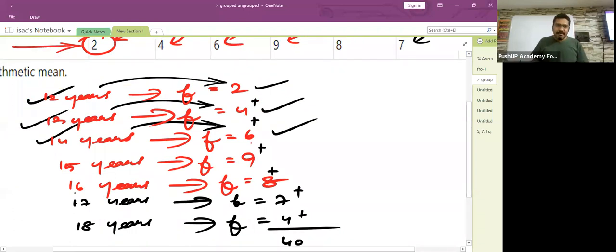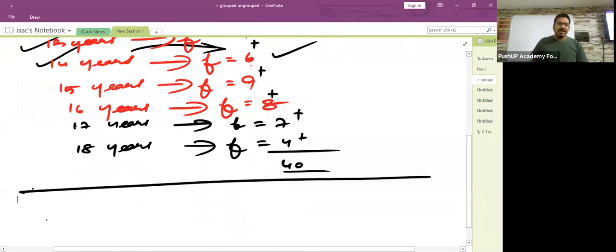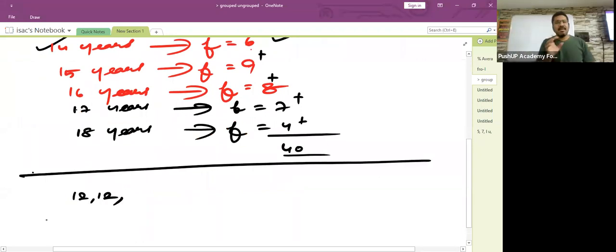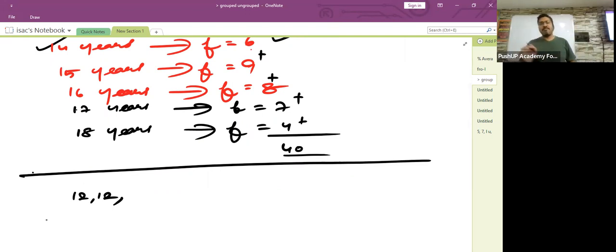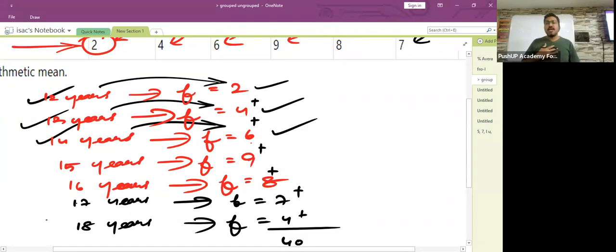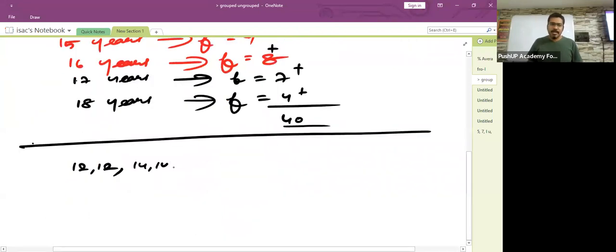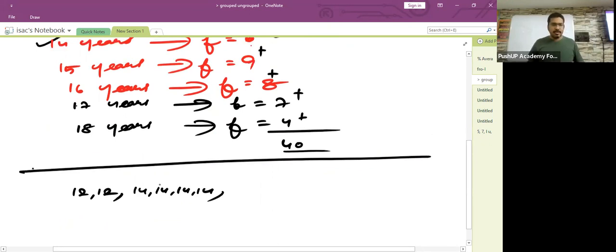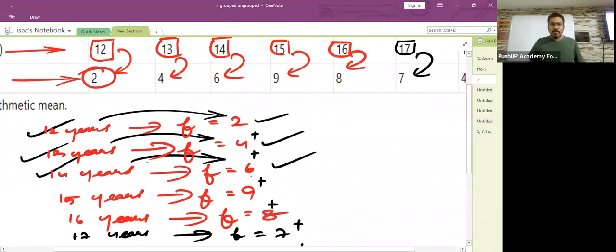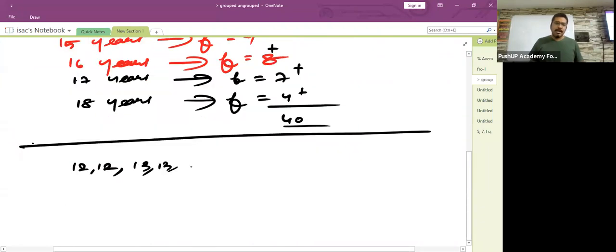2 people. So if I was supposed to write the data in the arrayed form, I would have been writing 12, 12. Makes sense, no? Now, how many people would have said that my age is 13 years? 4 people. So if I had been writing it in the arrayed form, it would look like 13, 13, 13, 13.